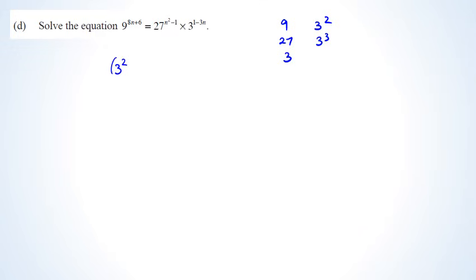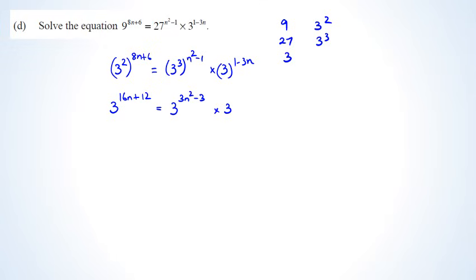So I'm going to write that as 3 squared to the power of 8n plus 6 equals 27. I'm going to replace it as 3 cubed to the power of n squared minus 1 multiplied by 3 to the power of 1 minus 3n. So the next step is to make everything a power of 3 itself, with the same base of 3. So here I'm going to get 3 to the power of 16n plus 12. In the next one, I'm going to get 3 to the power of 3n squared minus 3 multiplied by 3 to the power of 1 minus 3n.